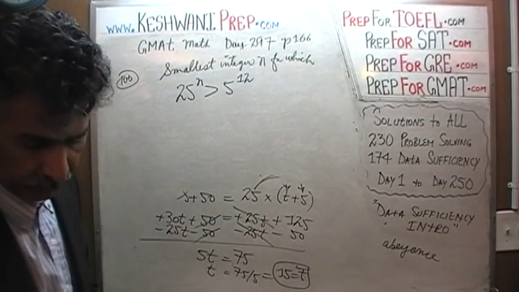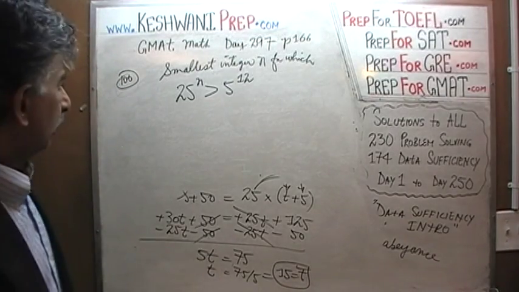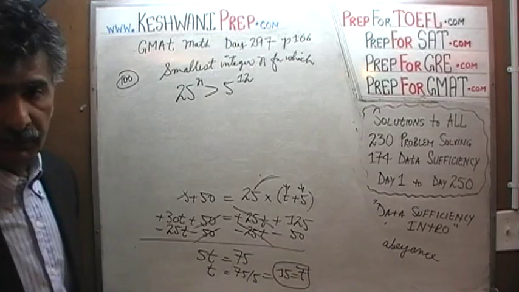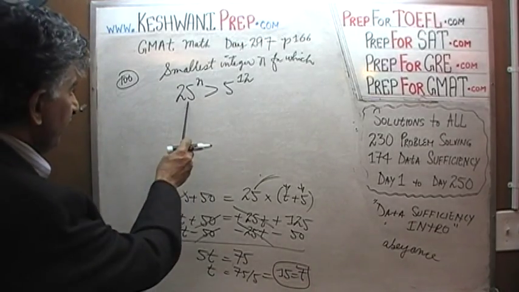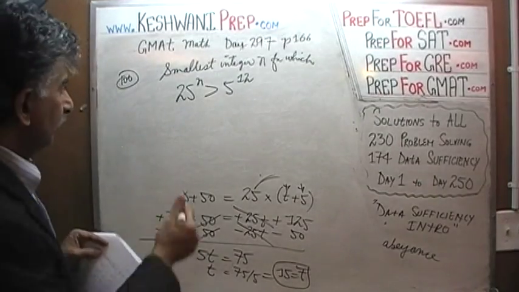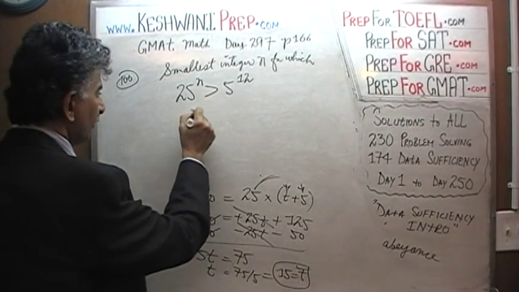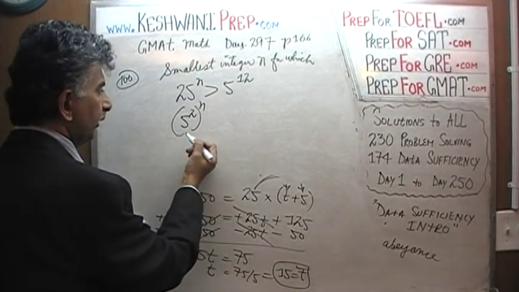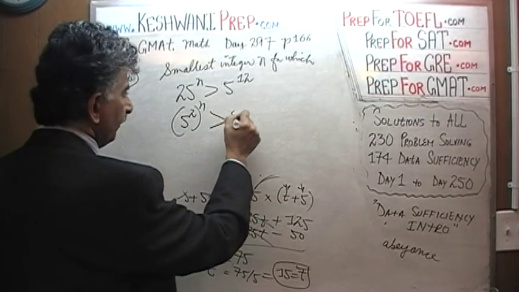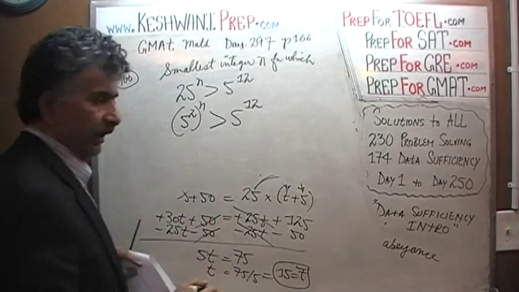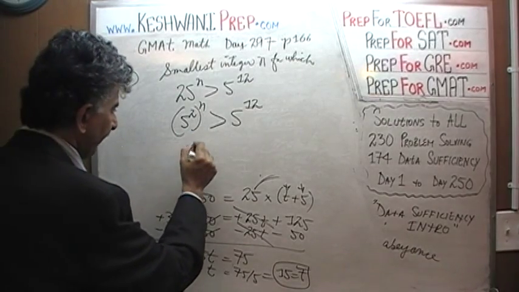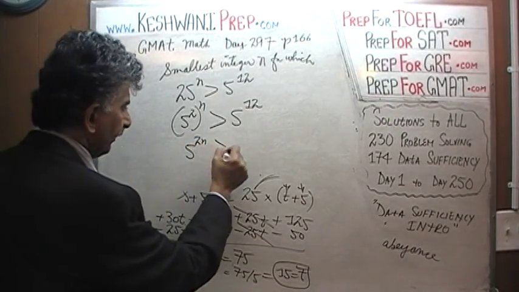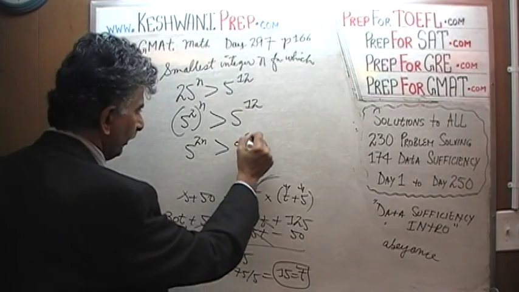The very first thing we want to do is, in order for us to compare the two quantities, it will help if they both have the same base. So we need to convert this base of 25 into a base of 5. So 25 can be written as 5 squared, and that's raised to n. And question is, for this to be true, what would n have to be? 5 squared raised to n is same as 5 raised to 2 times n. And that has to be greater than 5 raised to 12.